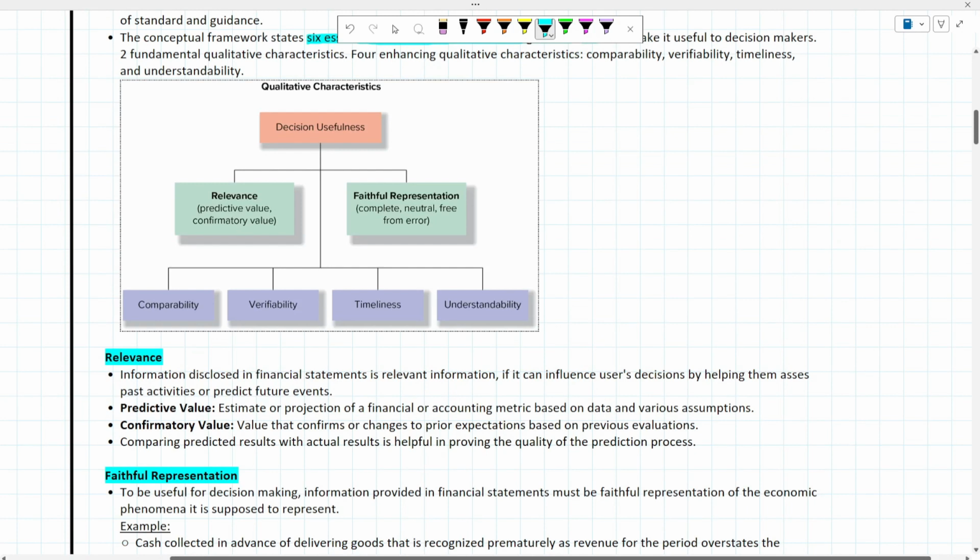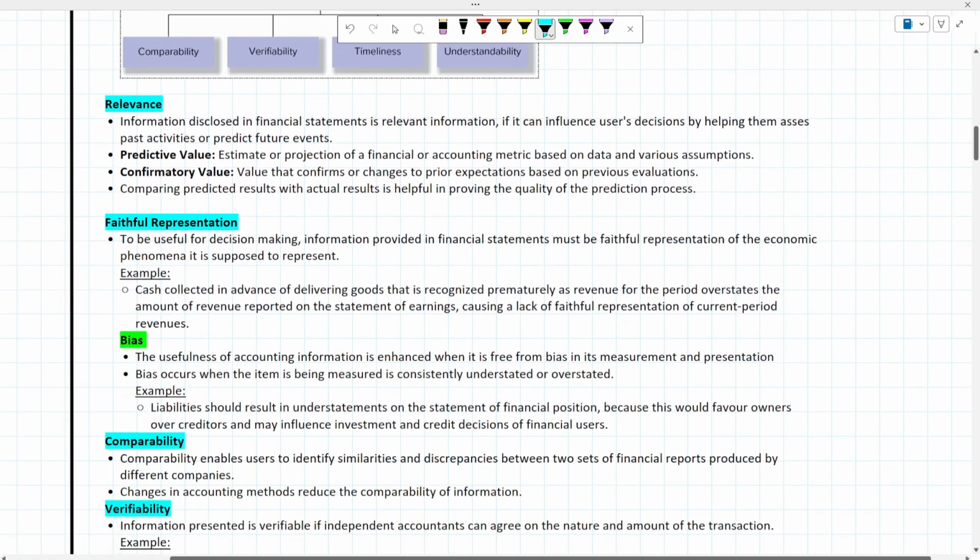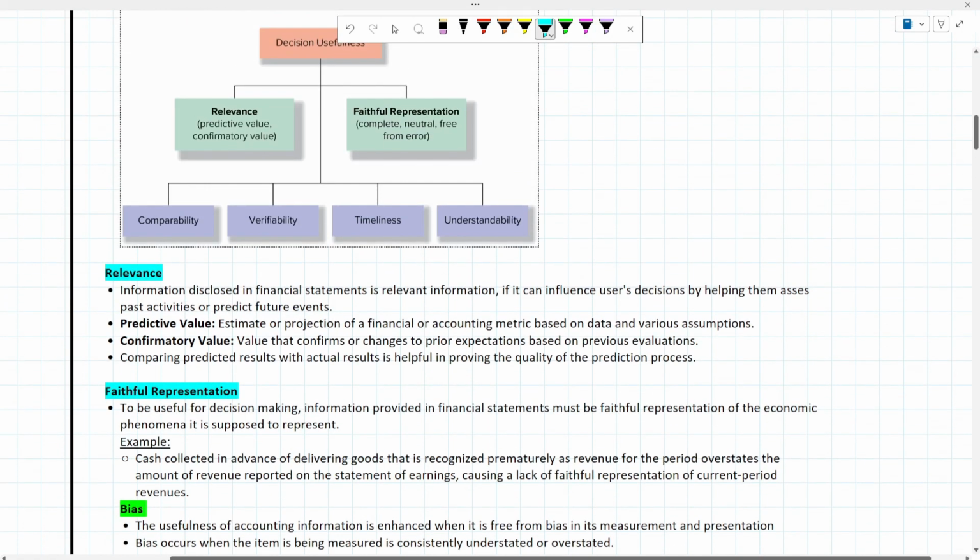So let's dive into that. Relevance: information disclosed in financial statements is relevant if it can influence users' decisions by helping them assess past activities or predict future events. Predictive value is an estimate or projection of a financial or accounting metric based on data and various assumptions. Confirmatory value confirms or changes prior expectations based on previous evaluations. Comparing predicted results with actual results will be helpful in assessing the quality of the prediction process. So faithful representation, this is the one on the right.